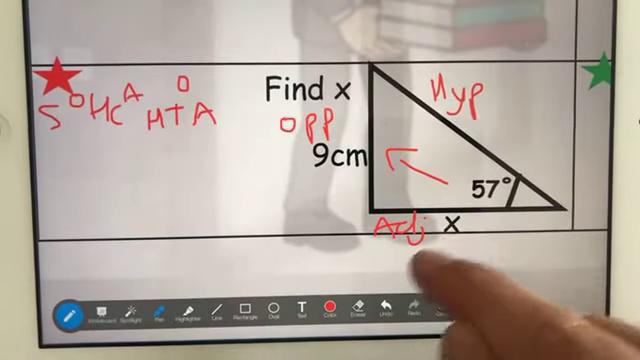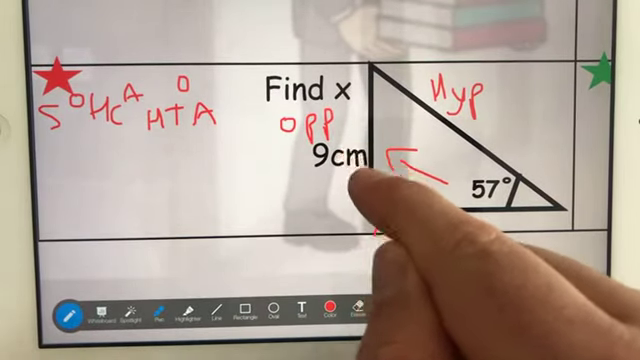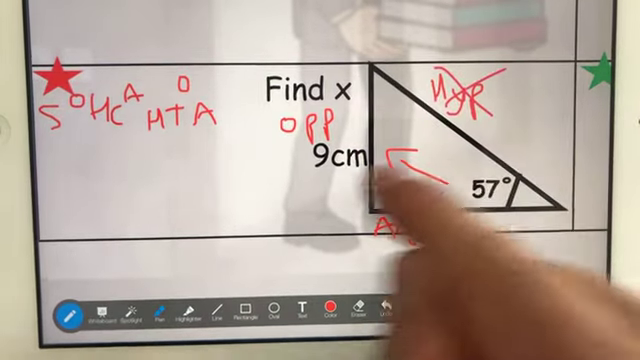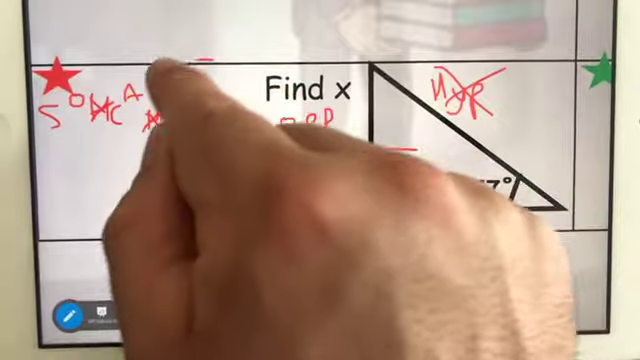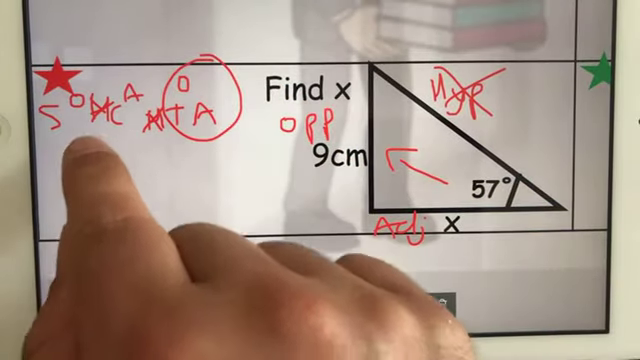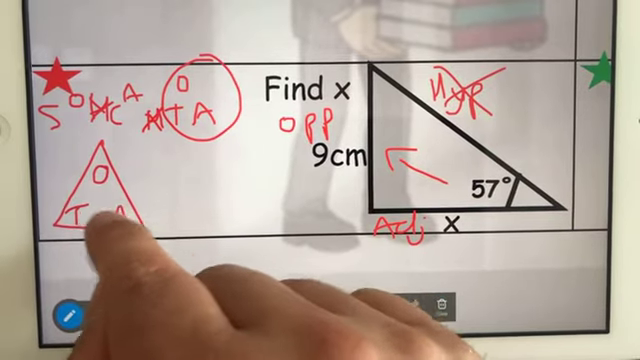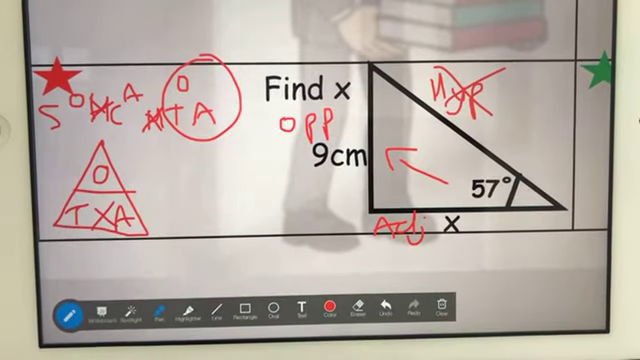I cross off the side that I don't need, okay? I need my 9, because it's got the opposite on it, and I need the x side, because it's got the adjacent. I'm going to get rid of hypotenuse, I'm going to get rid of it over here as well. So I'm going to be using TOA. I'm going to be using my tan triangle. It'll look something like that.